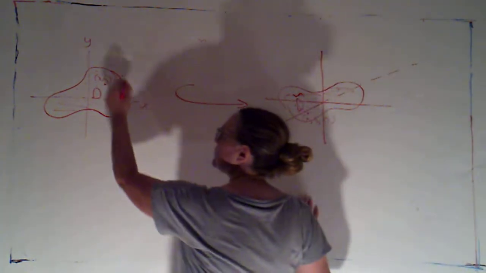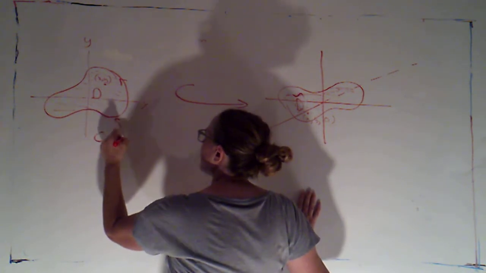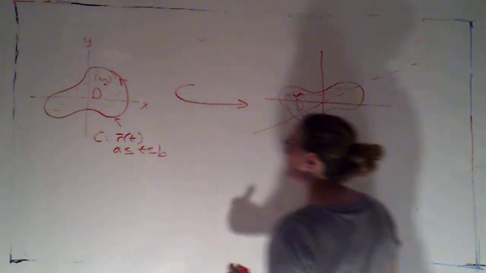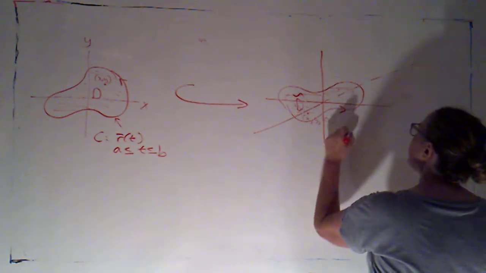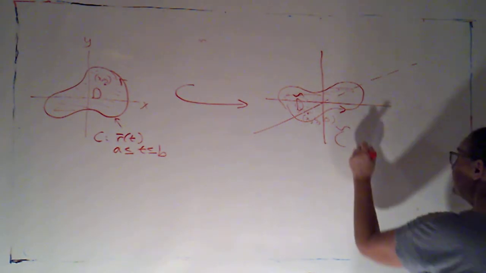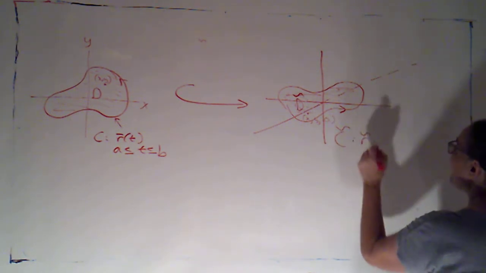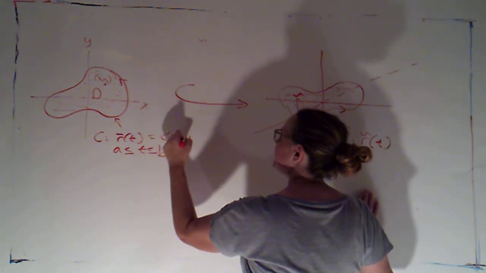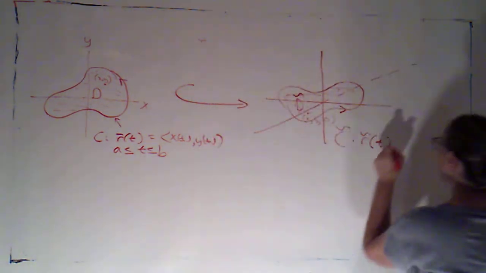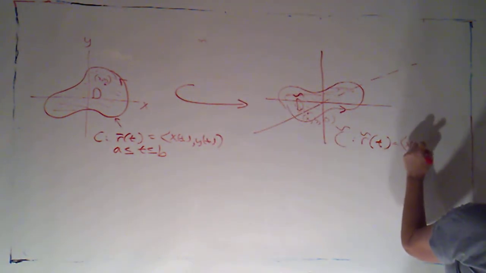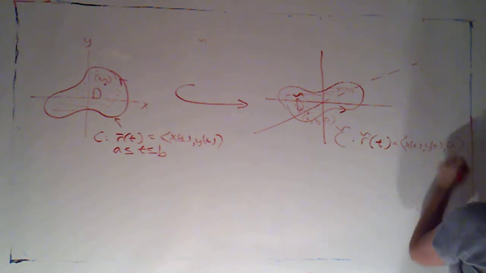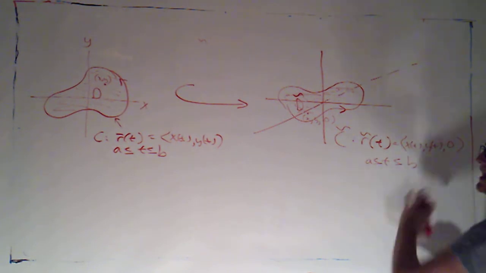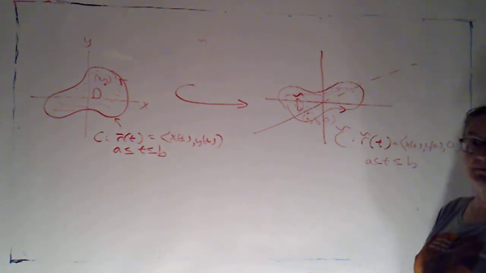If I had my boundary curve C parameterized as r of t, where a is less than or equal to t is less than or equal to b, now I'm going to have my boundary curve C tilde, which can be parameterized as r tilde of t. Now if r of t was x of t, y of t, r tilde is just going to be x of t, y of t, 0, a less than or equal to t less than or equal to b. So I'm embedding things in 3 space.